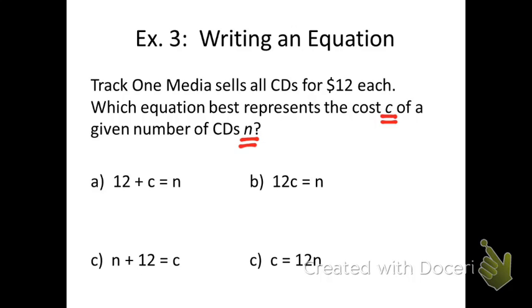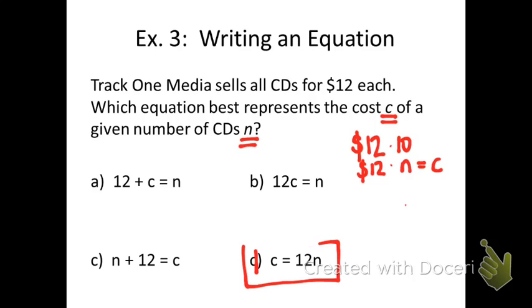And I think about, if I want 1 CD, it's probably going to cost me $12. If I want 10 CDs, it's going to cost $120. I know that's true because if I want 10 CDs, they're $12 each, and I'm going to multiply by 10. So if 10 is the number of CDs and 12 is the price per CD, I know I'm going to do 12 times N, and it's going to be equal to the total cost, which is going to be C. So looking at our answers here, it's going to be our last answer, which is letter D. C is equal to 12N.